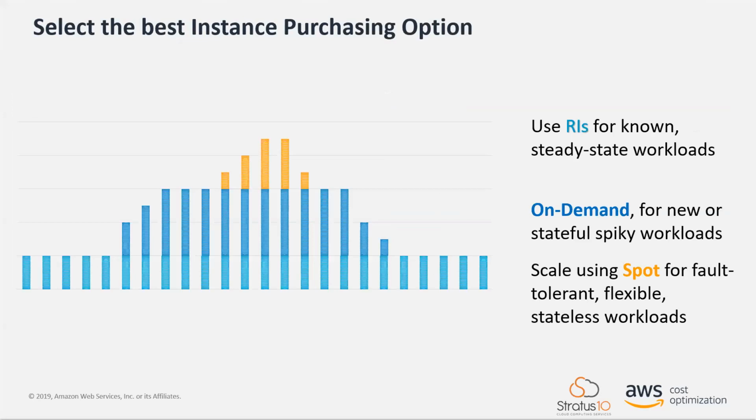So, we talked about purchasing options earlier. There are 3 main purchasing options when looking at EC2: reserved instances, on-demand, or spot. For instances that are continuously running and have a steady usage pattern, such as a database, cluster master nodes, or baseline loads on application servers, reserved instances are your best choice, since you can predict the usage and you'll get a discount for a term commitment.